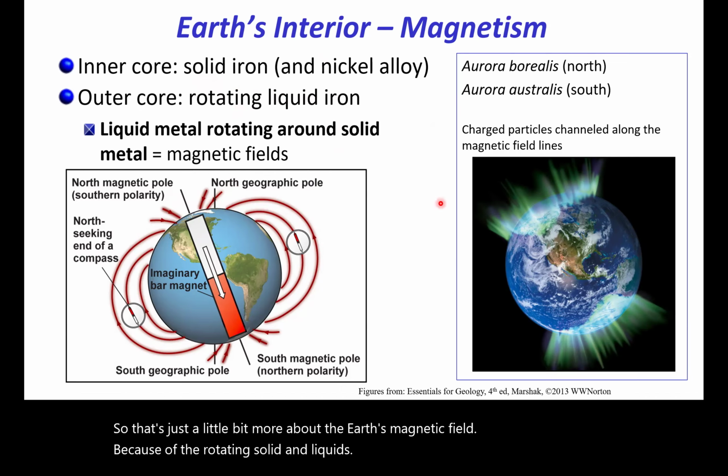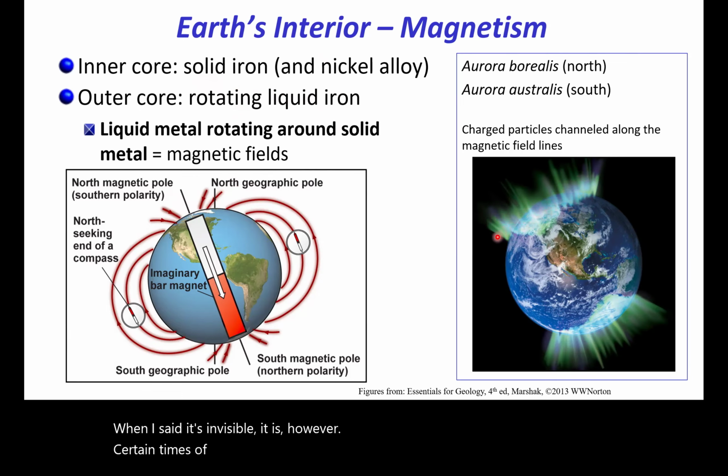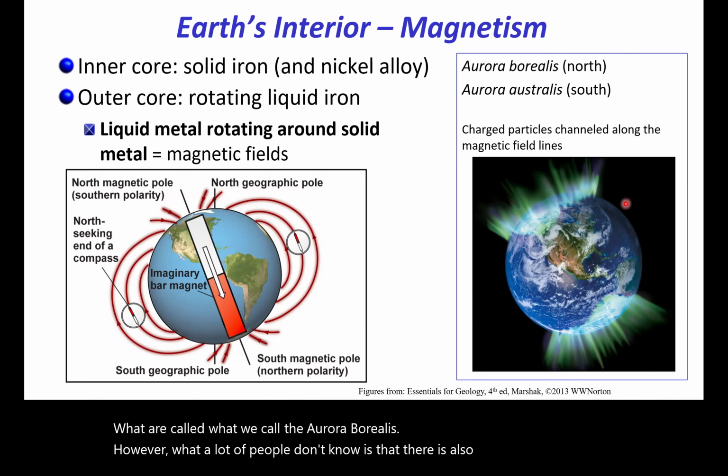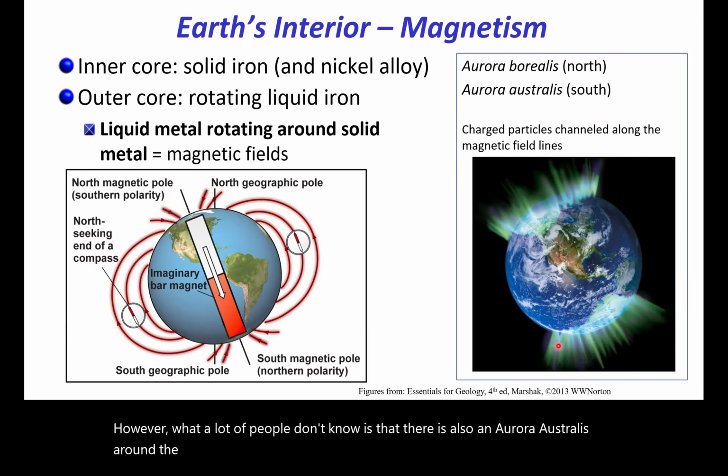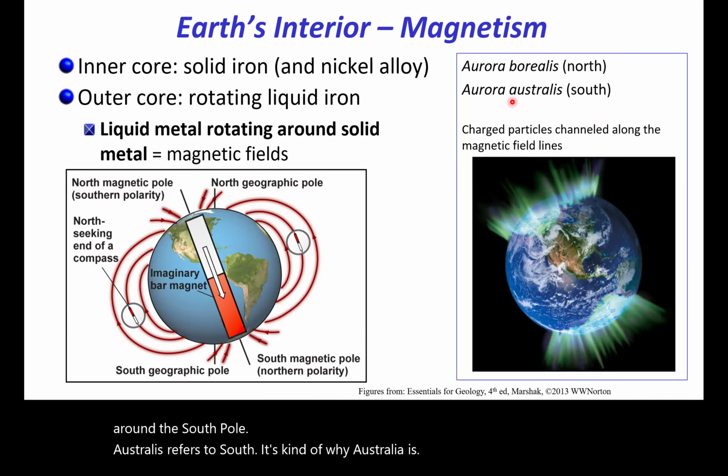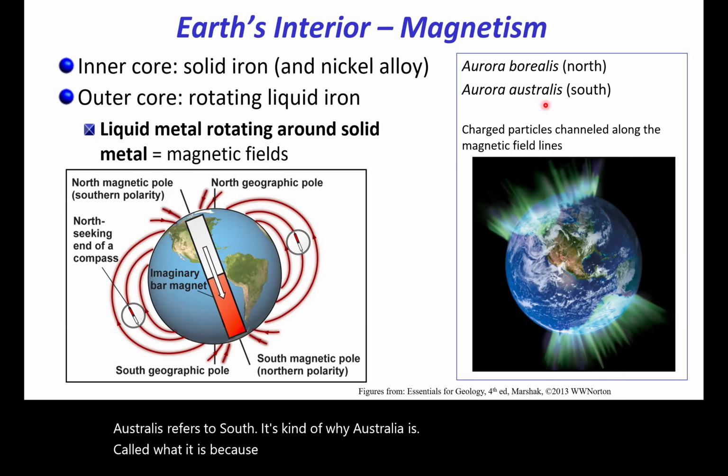When I said it's invisible, it is. However, certain times of the year, we can see what we call the aurora borealis. However, what a lot of people don't know is that there is also an aurora australis around the South Pole. Australis refers to south. It's kind of why Australia is called what it is, because it is south.